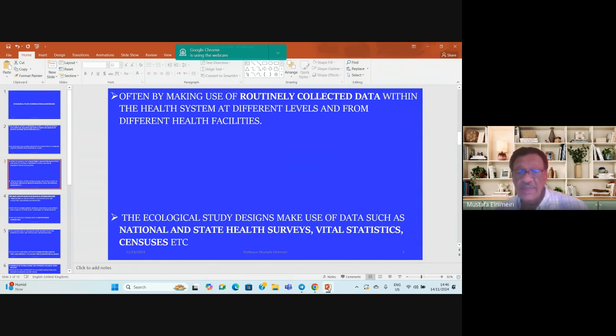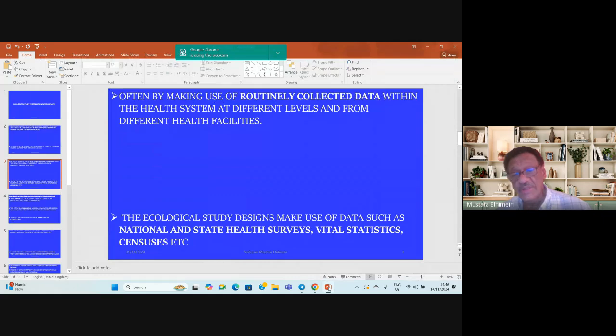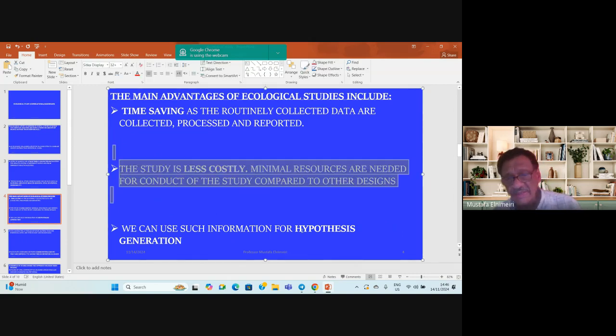The ecological study designs make use of data such as national surveys, state surveys, or surveys that may be held at lower levels, at the locality level, or for example, vital statistics and censuses. We can make use of all these secondary data so that we can find some sort of correlations between a certain exposure and outcome.